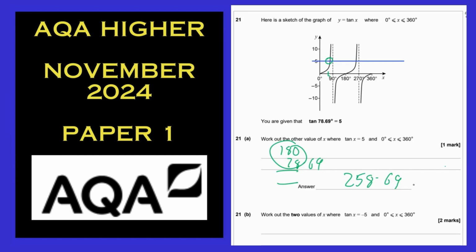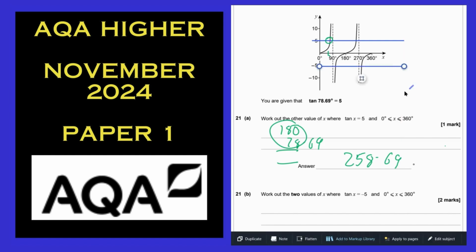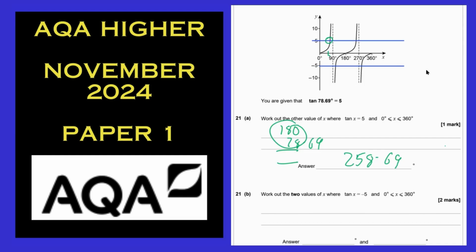It's 258.69. Now the next bit, work out the two values of x where tan x is -5. This requires the knowledge that the tan curve has rotational symmetry. What I mean by that, the bit you're trying to spot, is that this line crosses there, which if you could rotate 180 around that coordinate here, that's where it would end up.